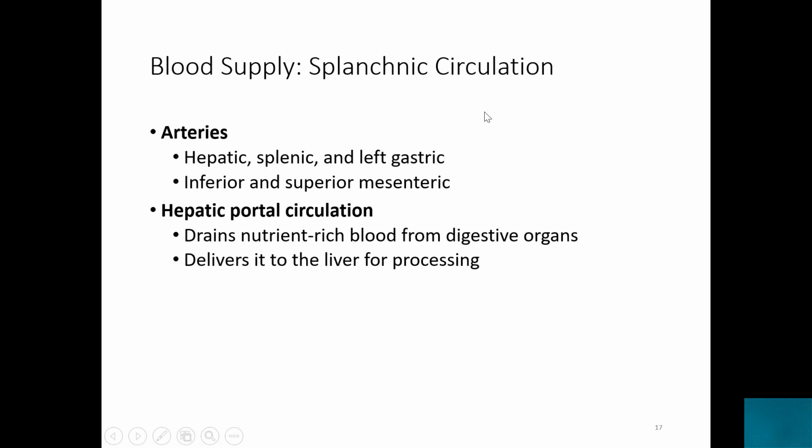Blood supply. Arteries that supply the digestive tract, main arteries, would be hepatic, going to the liver, splenic to the spleen, and left gastric. Also, there are inferior and superior mesenteric arteries. Together, they are called splanchnic circulation. There is also hepatic portal circulation. The hepatic portal vein starts from the stomach and small intestine, and drains blood, which is rich with nutrients. Those nutrients were absorbed mostly from the small intestine, and the vein delivers them to the liver for processing.